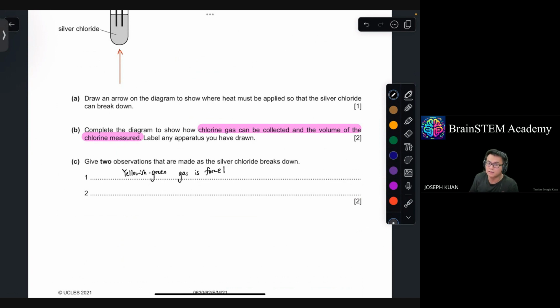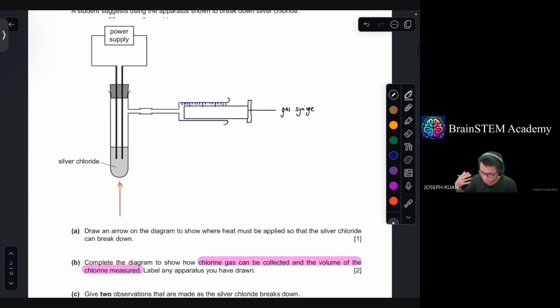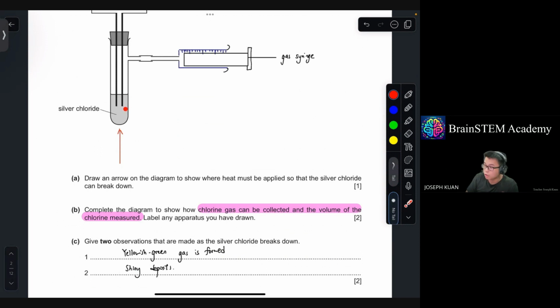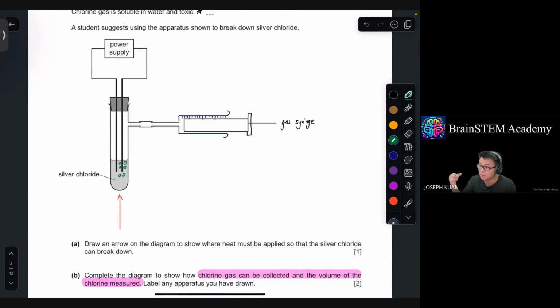And then meanwhile, you can talk about the silver that is formed. As mentioned, don't mention the name of the chemicals. What you see is shiny deposits. You talk about shiny liquid, shiny metal, shiny solid, shiny deposits. Other than that, because this essentially is in molten state, you will see the bubbles, the effervescence that occurs due to the chlorine gas formed.